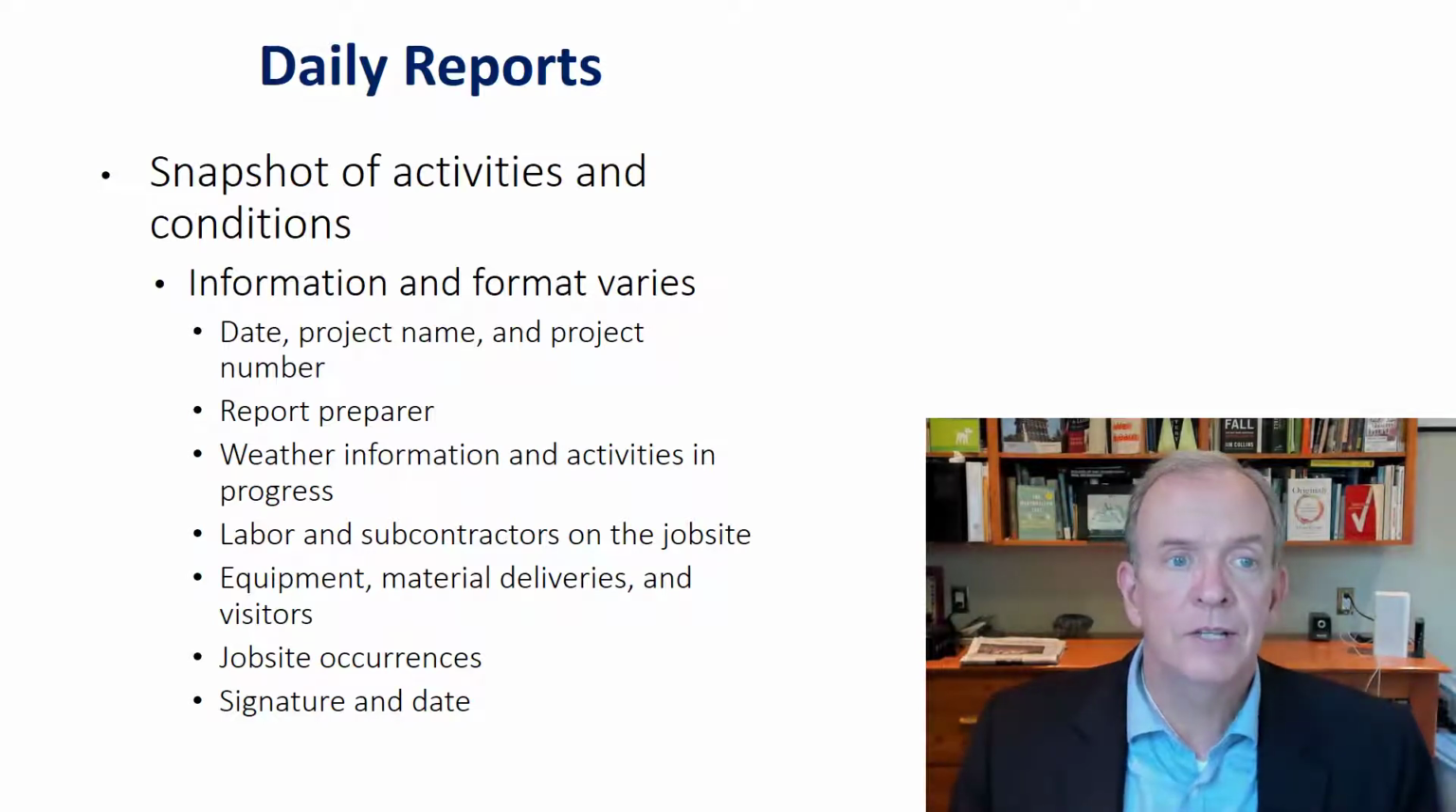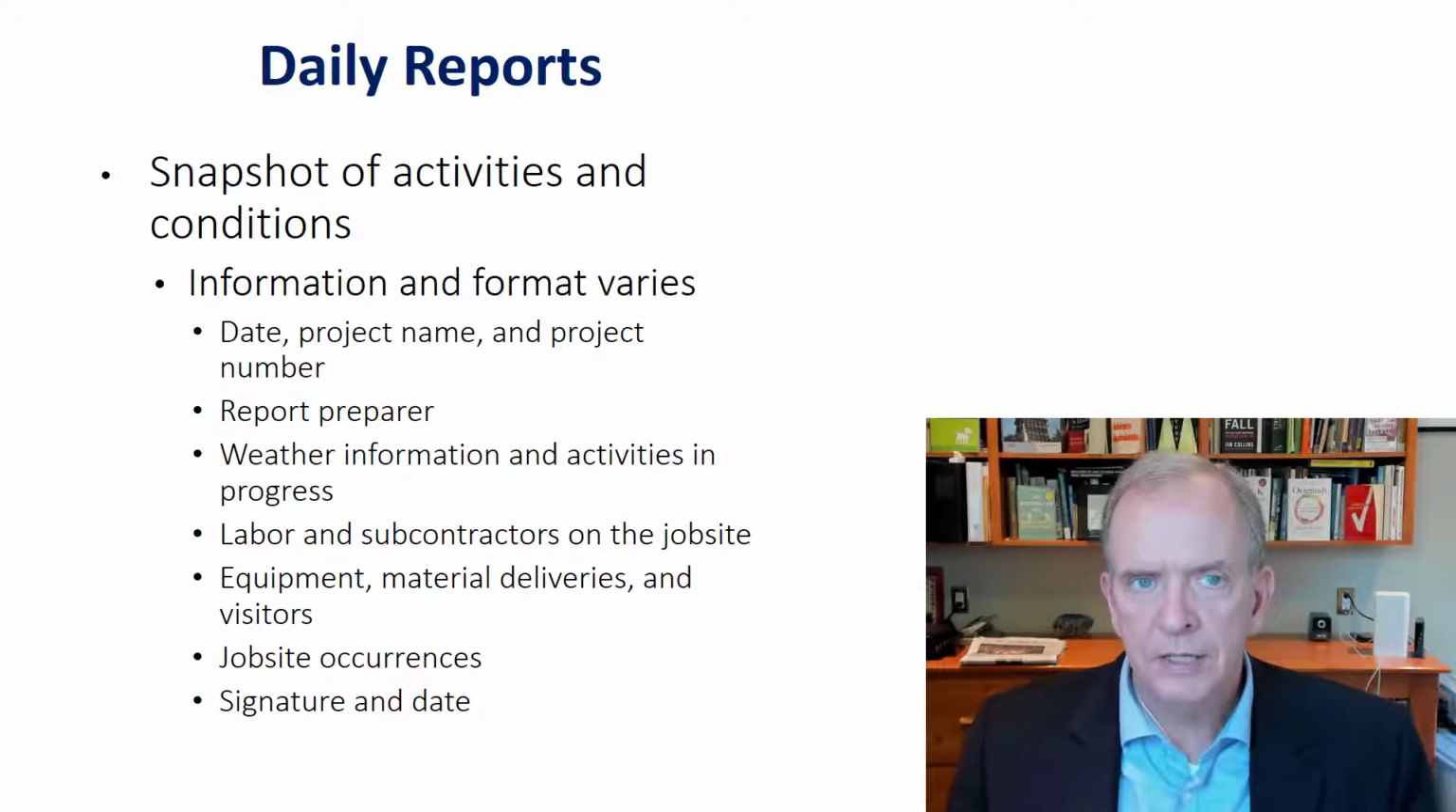Daily reports give us a snapshot of the activities and conditions. There's lots of different formats to this. A lot of the productivity software will use that, the different ones like Bluebeam and Fieldwire that I list at the end of B, Procore. They have standard formats, but even those formats you can make adjustments to as a company. So there's that flexibility in there. But whatever the format, it should definitely have the date. And if it's productivity software, it'll do the date for you. Project name, project number, report preparer, so who did the report, weather information and activities in progress.